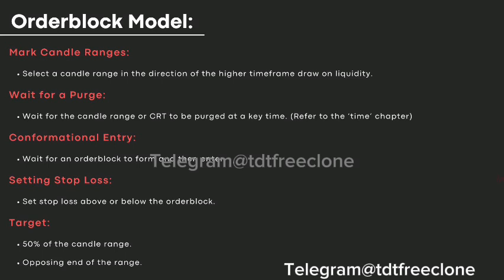You're going to be doing the same stuff. First of all, mark a CRT in the direction of the high time frame draw on liquidity. Then wait for a purge at a key time. After the purge, the unique step here is that you'll wait for an order block to form and then enter that trade at the open of that order block. Here, your stop loss will be at the extreme of that order block, meaning either the high or the low of the order block depending upon the context.